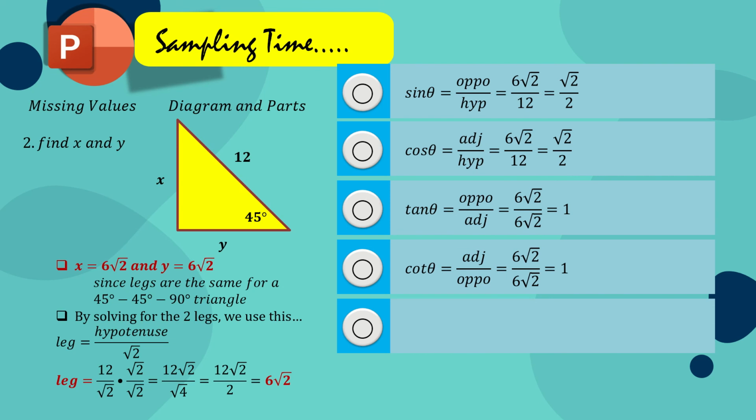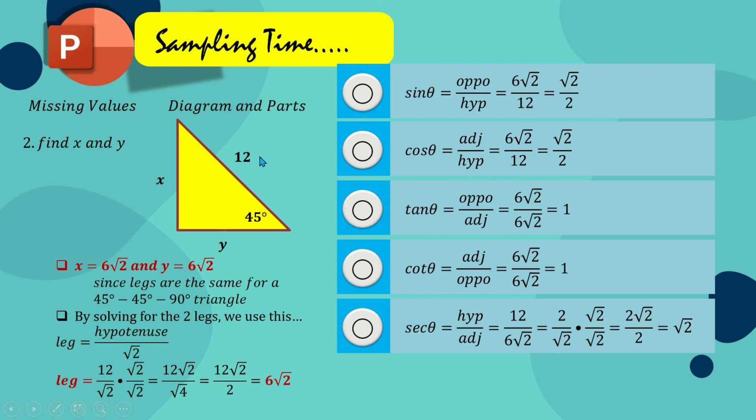Cotangent function is adjacent over opposite. The adjacent side y over the opposite side x. So y over x. Still the given 6 square root of 2 over 6 square root of 2, which is equivalent to 1.